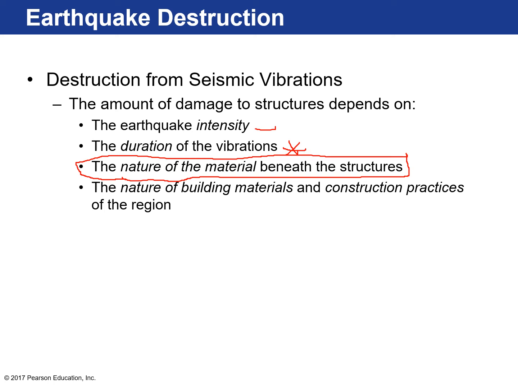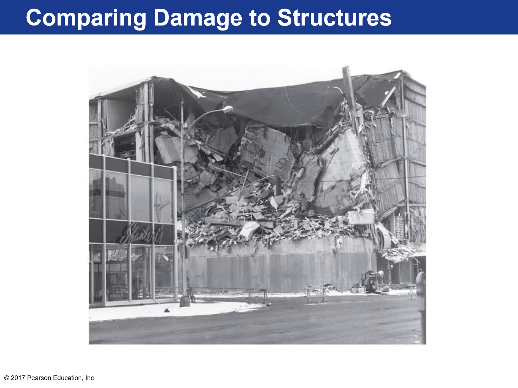Okay, and then also the construction practices are probably most important, because if a place is just shoddily built, and it isn't built to a code that can withstand seismic waves that may pass through the area, that's what really kills a lot of people. Okay, here's an image of a building collapse in Alaska after an earthquake.